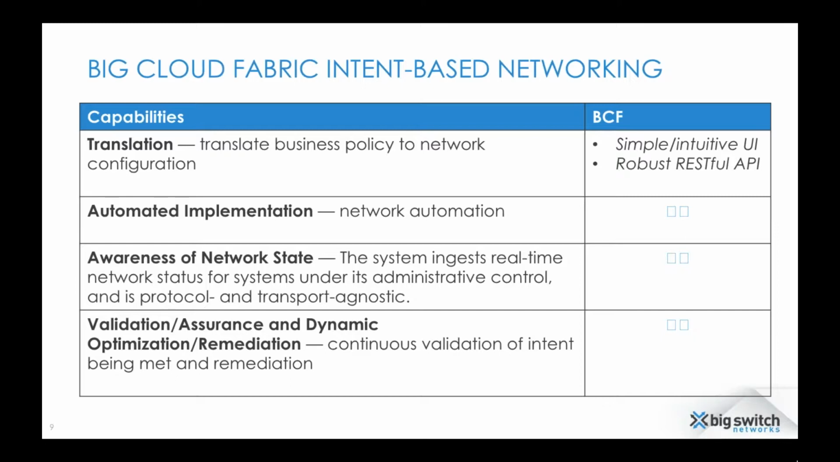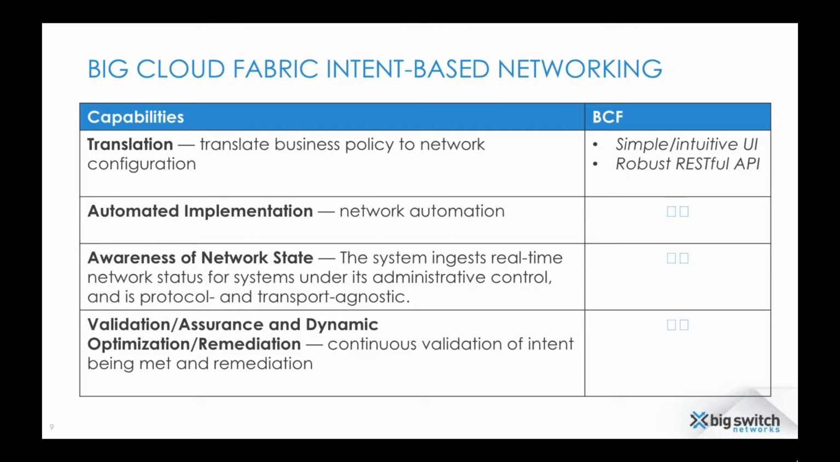With automated implementation, the system can configure the appropriate network changes across existing network infrastructure. The third is awareness of network state. This is where the system ingests real-time network status from the systems under its administrative control, and provides some means of delivering or displaying that information to the user. Finally, we have assurance and dynamic optimization or remediation. Here the system is continuously validating in real time whether the original business intent is being met, and corrective actions can be taken in those cases.